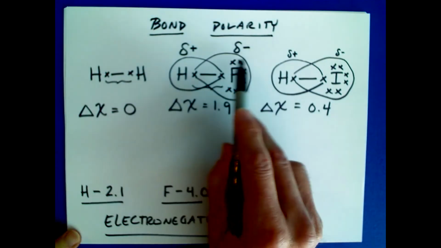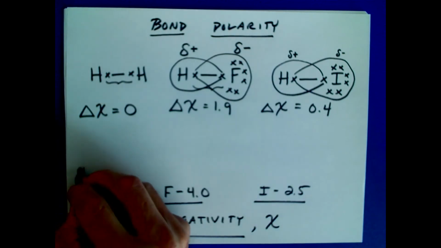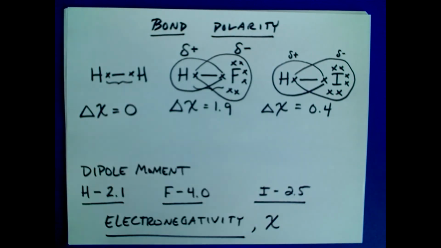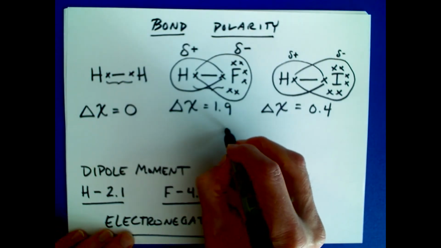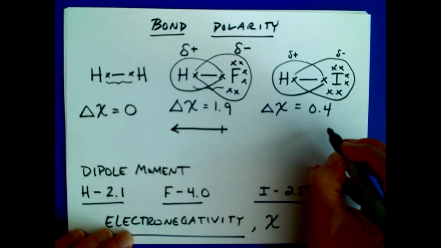Now, when there's a separation of charge like this, something called a dipole moment is generated. And a dipole moment is going to be something that we're going to designate by pointing an arrow from the negative charge toward the positive charge like this.